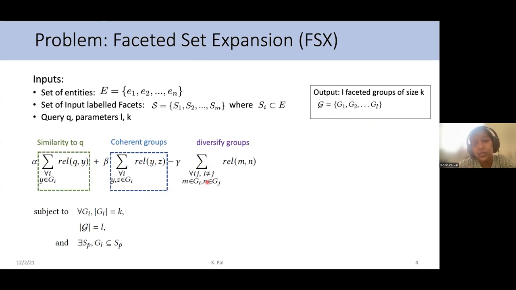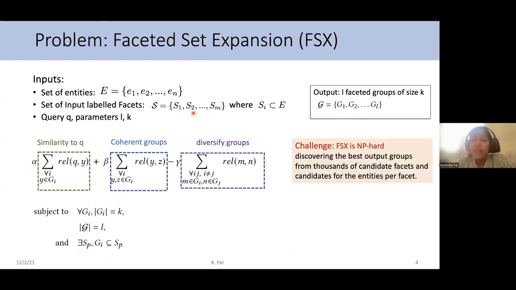Later, because we want G1 and G2 to be dissimilar enough to provide more exploration for the query entity, we find the similarity between each of these groups and then negate it from the optimization function. So that's our whole problem, where one of the important constraints is that all these groups must be part of the input facets, so that at the end we can actually generate the explanation from the label.